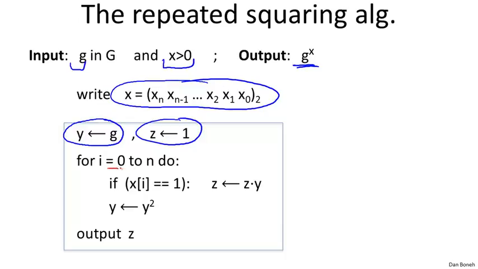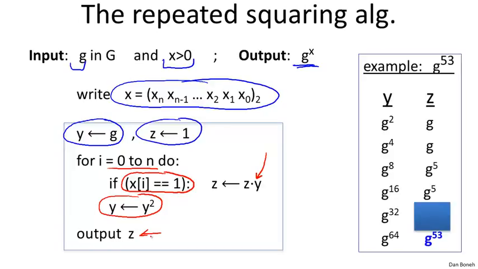We loop through the bits of x starting from the least significant bits, and then we do the following. At every iteration, we're simply going to square y. Okay, so y just keeps on squaring at every iteration, and then whenever the corresponding bit of the exponent x happens to be 1, we simply accumulate the current value of y into this accumulator z, and then at the end we simply output z. That's it. That's the whole algorithm, and that's the repeated squaring algorithm.